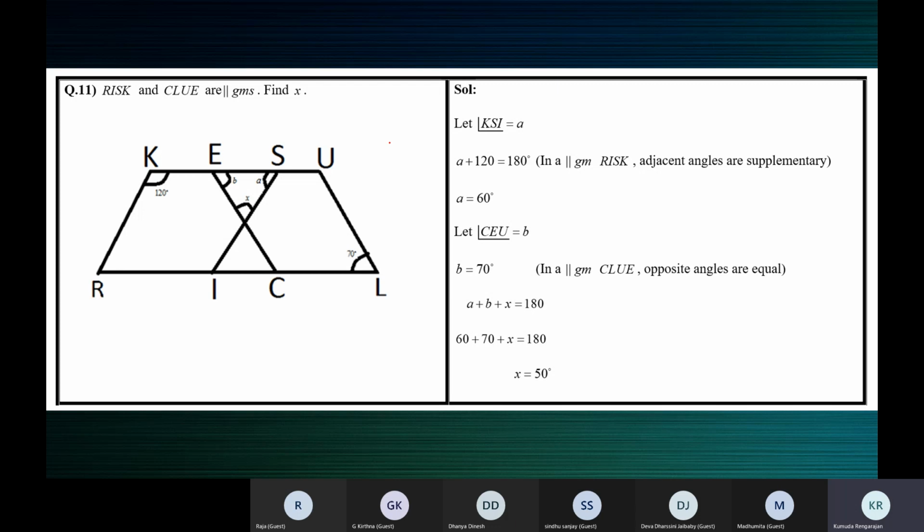Do we understand, children? See, you should be good with the properties. Yeah, the properties must be at your fingertips or at your tongue tips. Only if you see, we are applying the properties everywhere.